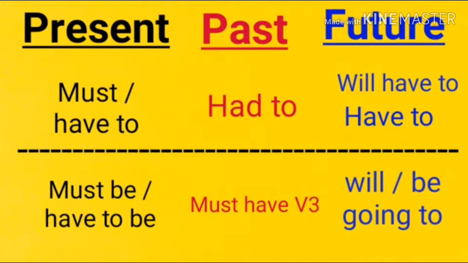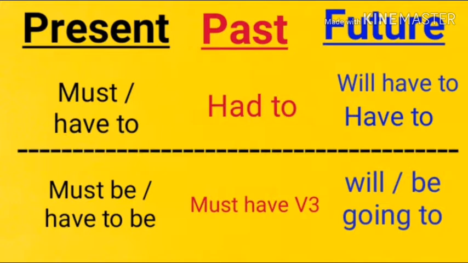Must and have to have a common past form, that is had to, and its future form will have to, and sometimes we use have to as future forms of must and have to both. We'll see that later, what is the special case when we use have to for future of must and have to. Okay, these forms of must and have to are used when we talk about necessity, obligation and compulsion.